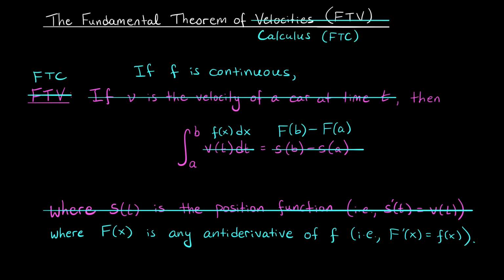Folks, this brings us to the end of our lesson. The fundamental theorem of velocities is, of course, just a name I made up, but I hope it goes to show that this idea of using antiderivatives to find areas isn't totally random. It can be derived very naturally by exploring something concrete. Cheers.